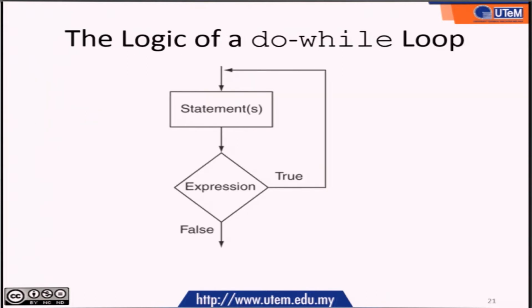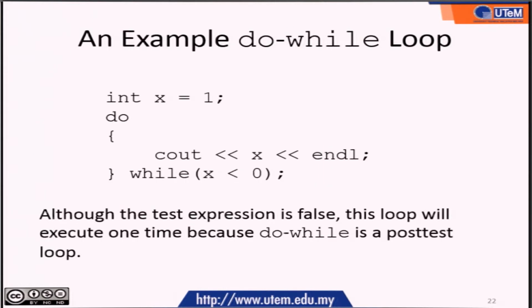The diagram shows the flow chart of the do-while loop. It shows that the program will execute the statements first before checking the expression. Let's look at this example. As we can see, the expression will always be false, but this loop will be executed one time. The character X will be printed out because the do-while loop is a post-test loop.